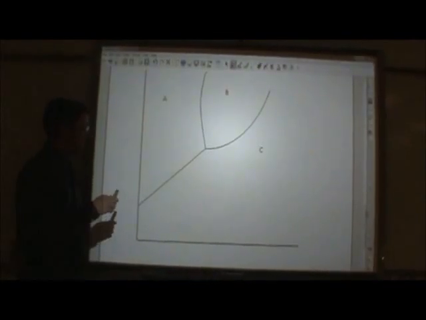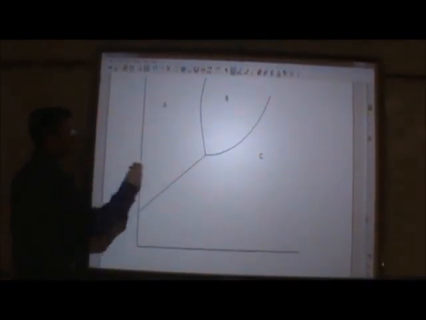Okay? So this is also a phase change graph. So we're still looking at changes in states. But our axes are going to look a little bit differently here.